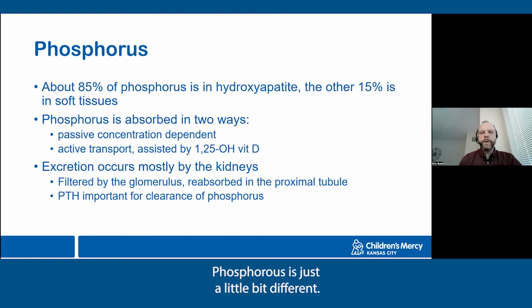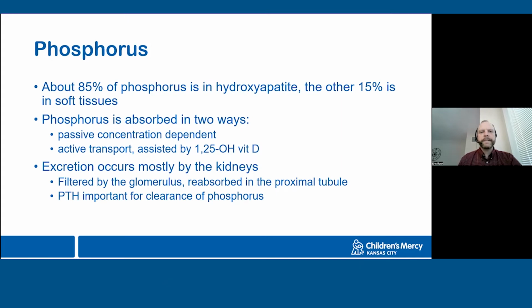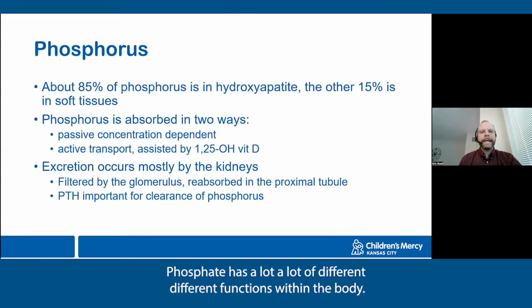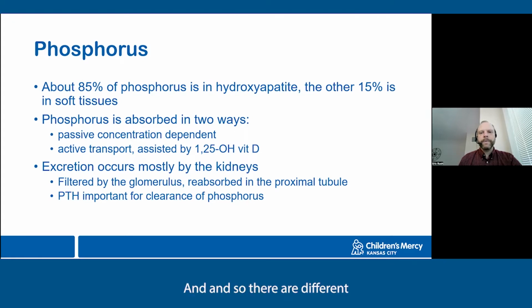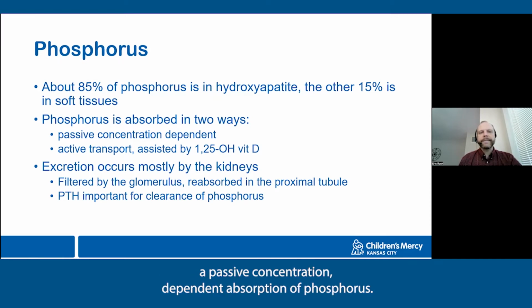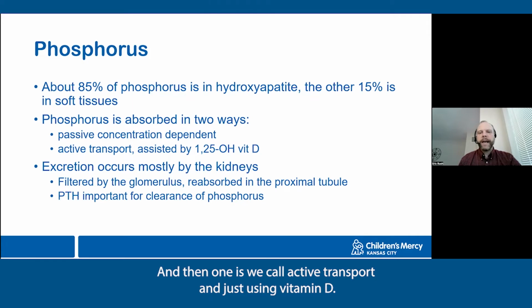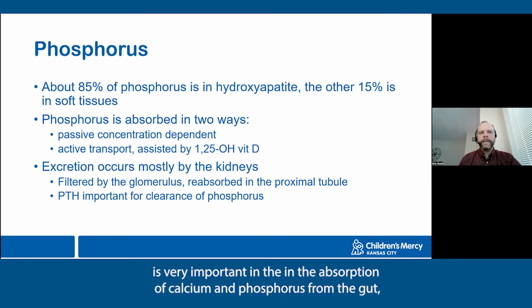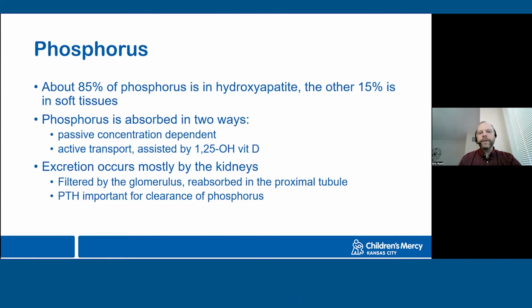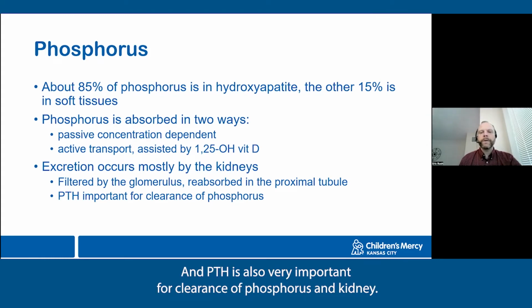Phosphorus is just a little bit different. Most of the phosphorus is in hydroxyapatite, but there's a little more in soft tissues. Phosphate has a lot of different functions within the body, and so there are different locations where you're going to find it in the soft tissues, and it's generally absorbed in one of two ways. There's a passive concentration dependent absorption of phosphorus, and then one is what we call active transport, using vitamin D, because vitamin D is very important in the absorption of calcium and phosphorus from the gut. And then usually it's excreted by the kidneys. It's filtered out, and then some of it is reabsorbed in the kidney, and PTH is also very important for clearance of phosphorus from the kidney.